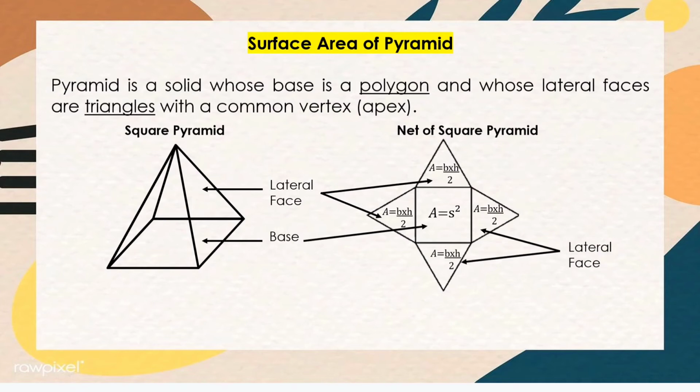So how are we going to get the surface area here? We are going to sum up the areas of its polygonal base and the triangular faces. So we're going to add it all. The formula will be: surface area is equal to s squared plus the lateral area. For the lateral area, we just get the area of one triangle and then multiply it by 4, since we have 4 triangles here.